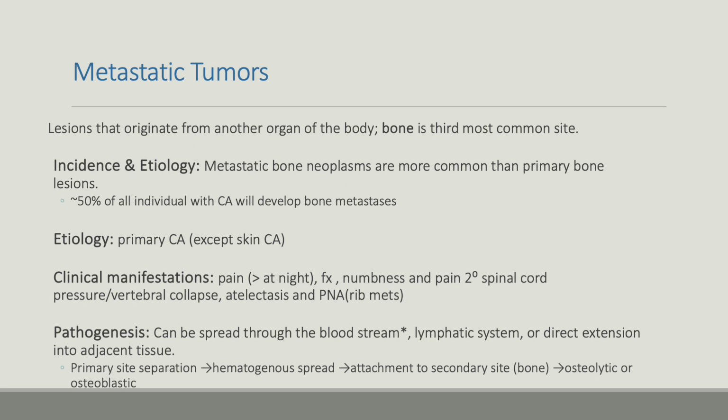The pathogenesis includes metastases that can occur via the bloodstream, lymphatic system, or direct extension into adjacent tissues. Pathogenesis involves separation of cancer cells from the primary site, dissemination through the bloodstream, attachment to secondary sites, for example bone, and subsequent osteolytic or osteoblastic activity within the bone. Note that bone metastases significantly impact quality of life and require comprehensive management to address symptoms and maintain bone health.